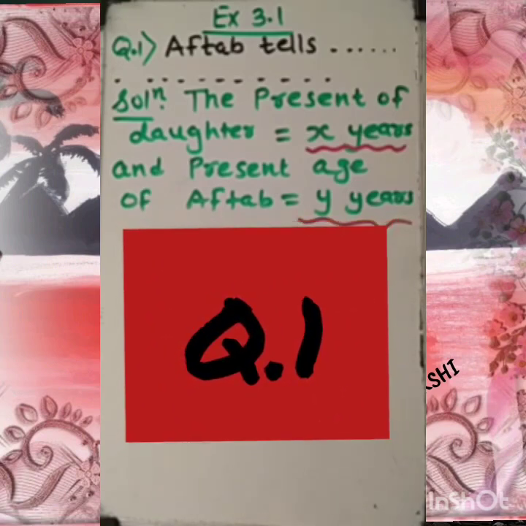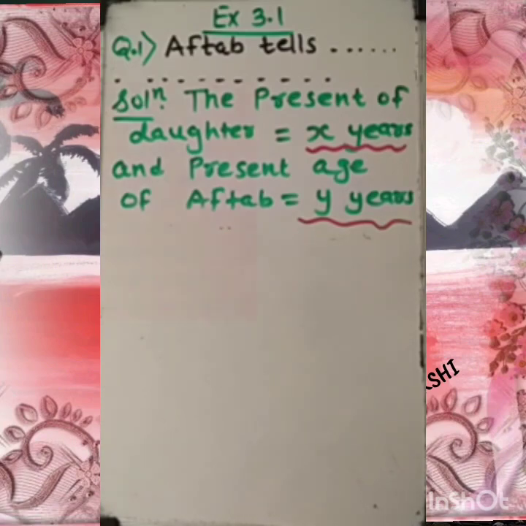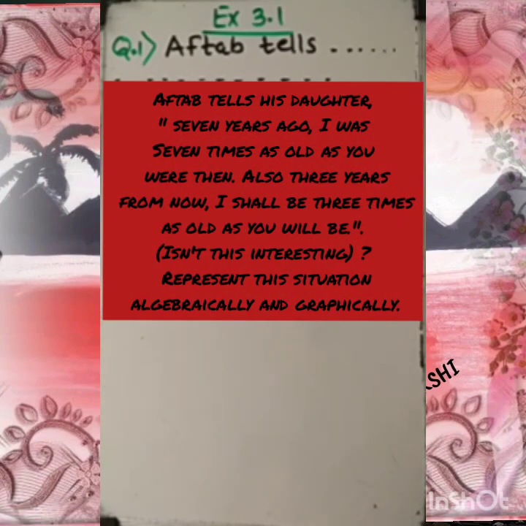The first question, I am reading it for you again. Aftab tells his daughter, 7 years ago, I was 7 times as old as you were then. Also, 3 years from now, I shall be 3 times as old as you will be. Isn't this interesting? Represent this situation algebraically and graphically.